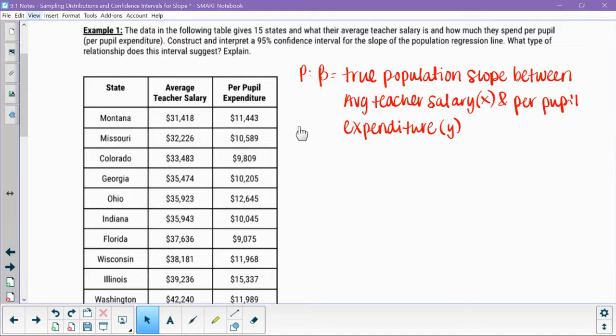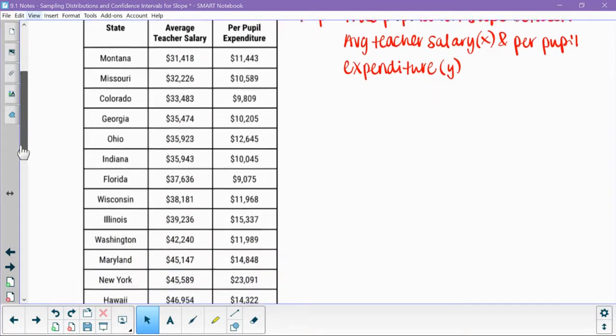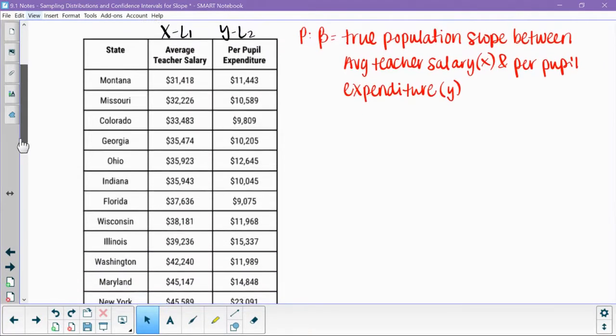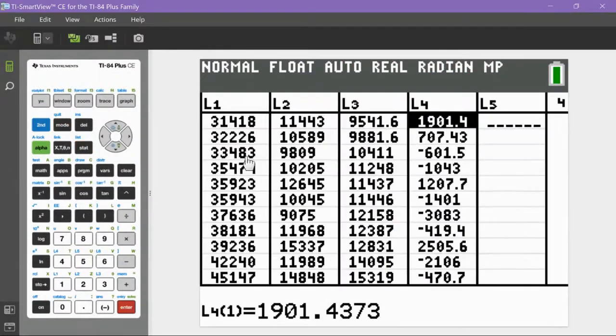The first one is to check if they are linear. So I'm going to do that in my calculator. I'm going to put all of my data from x into L1, all of my data from y into L2, which I have already done. So I'm going to go ahead and pull that up for us to see. So stat edit. I have all of my data in L1. I have some extra crazy data going on over here in L3 and L4. We're going to ignore it.